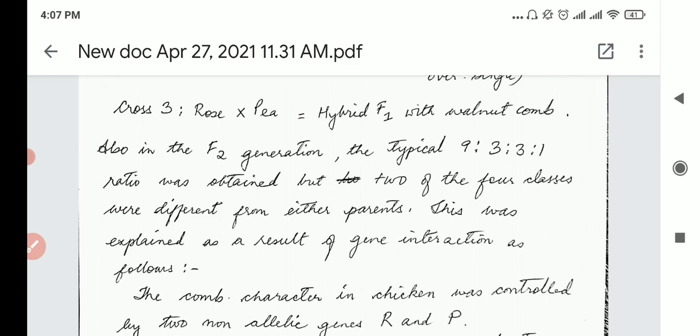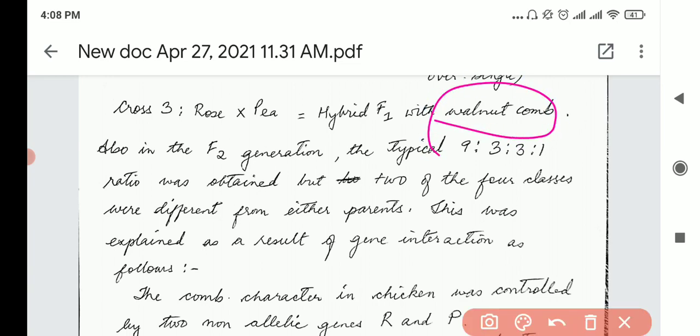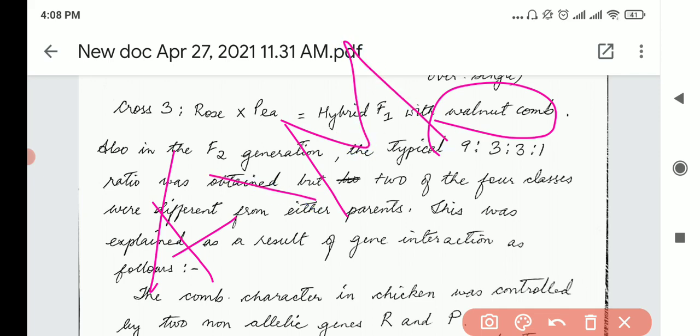Okay. Although in the F2 generation we get a 9:3:3:1 ratio, what is strange here is that, fine, we got the ratio of 9:3:3:1, but we had something completely different. Remember the walnut? It neither looked like the father, nor looked like the mother. So you can just imagine the father must be so suspicious now.